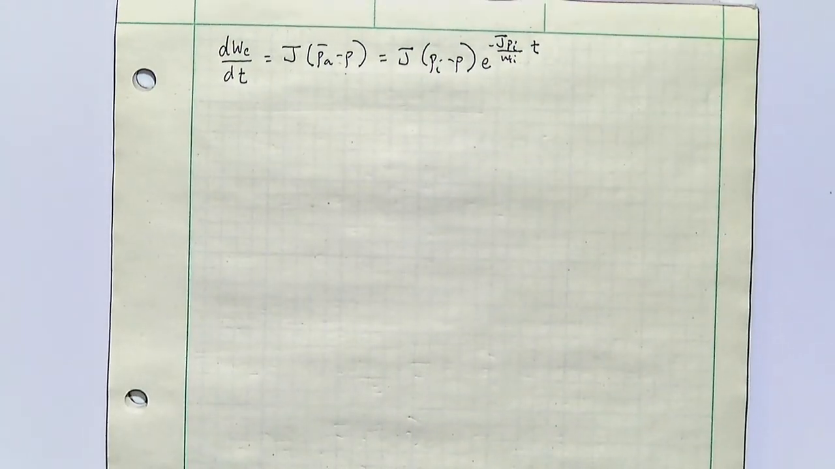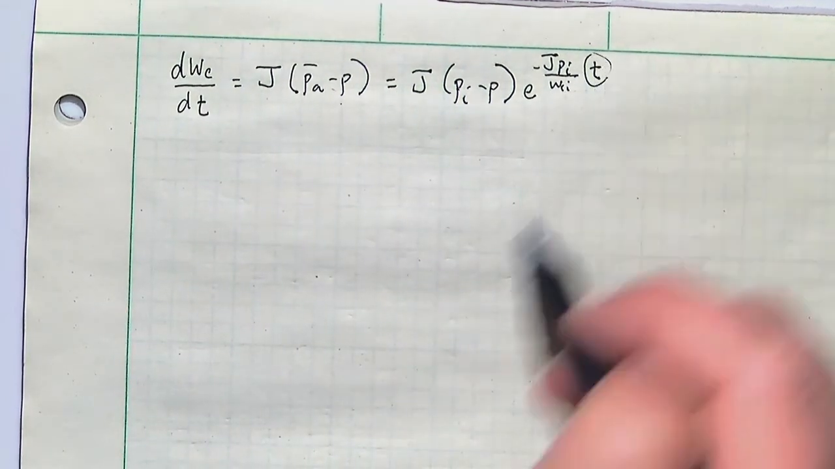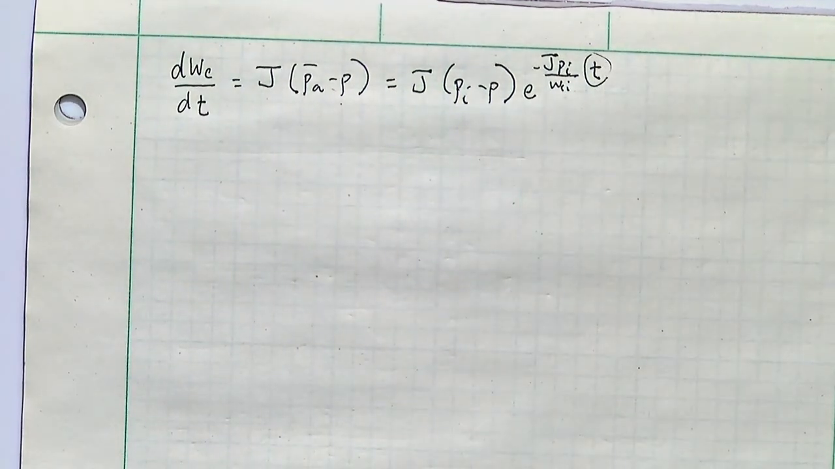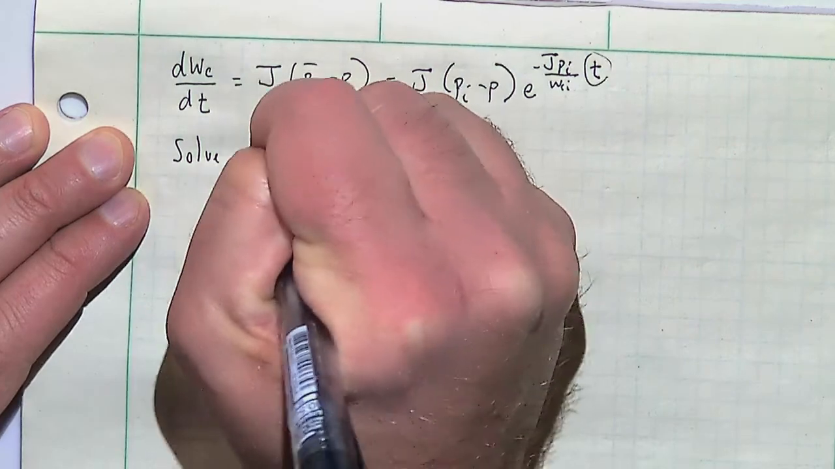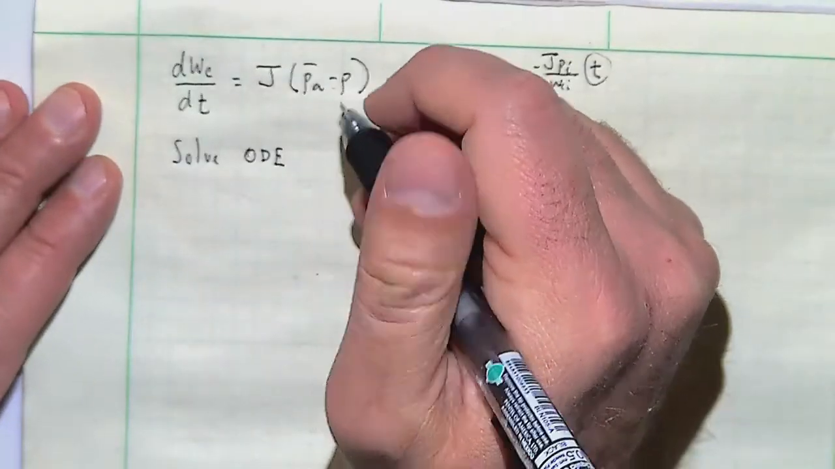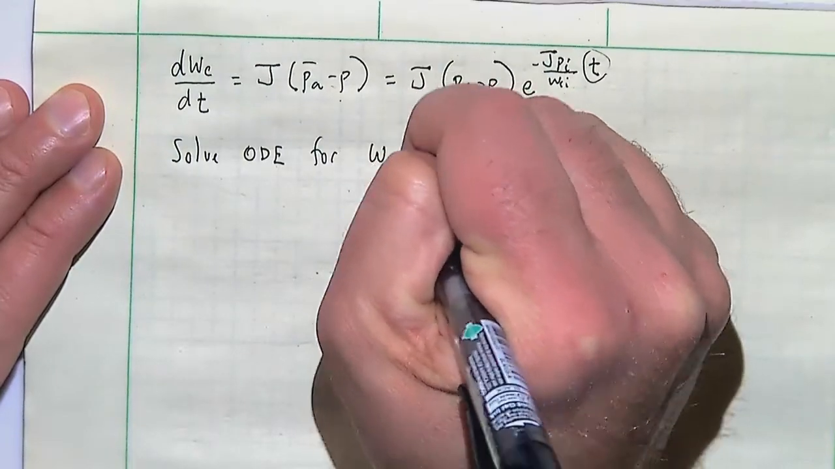Okay. So now we got a new differential equation. dWe dt is equal to that, and I got a time in there. Okay. So I want to solve for We. So solve this ODE for We of t.